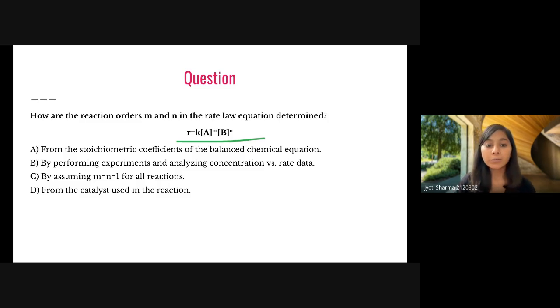But how can we calculate this M and N? This M and N are nothing but the reaction order. So how can we calculate this? We can't calculate it by the stoichiometric coefficient, but we have to calculate it by experiments. So B is the right answer. How can we calculate this?